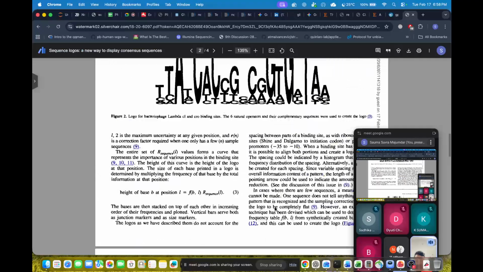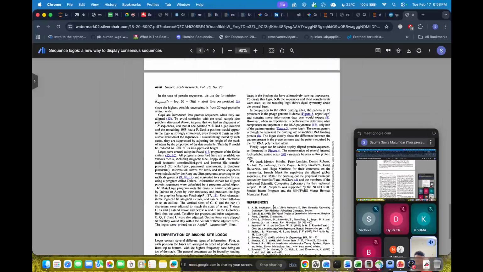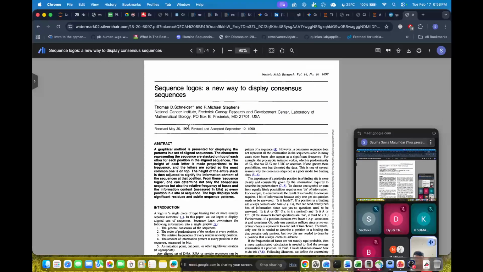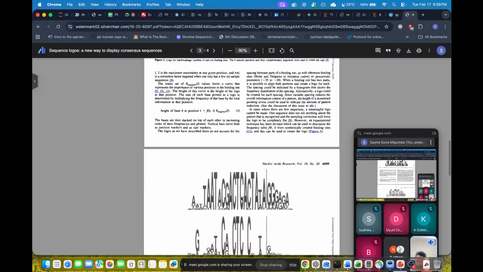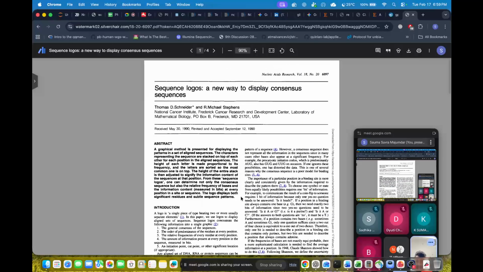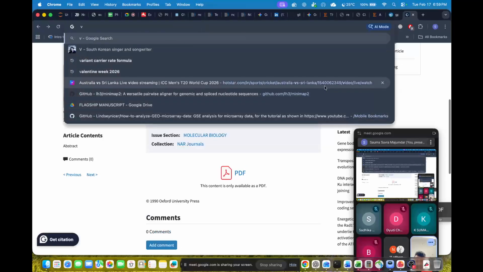This paper describes what a sequence logo is. This is Thomas Schneider and Michael Stephens. They are the people who actually coined this, and we follow that after that. So you can take a look at this.